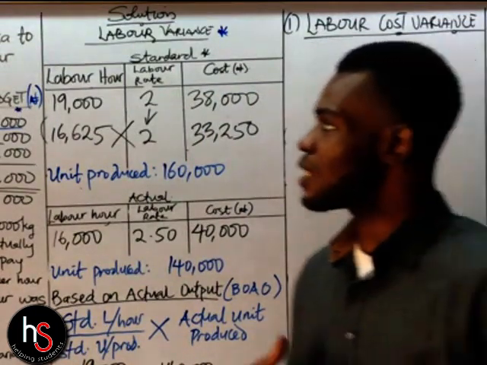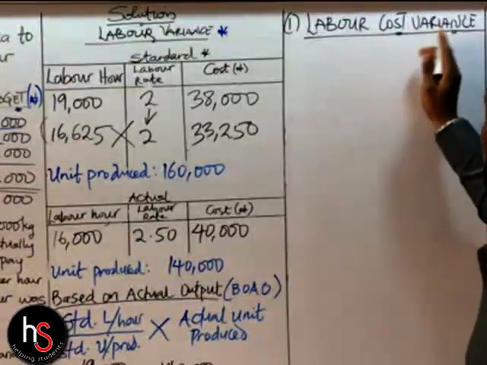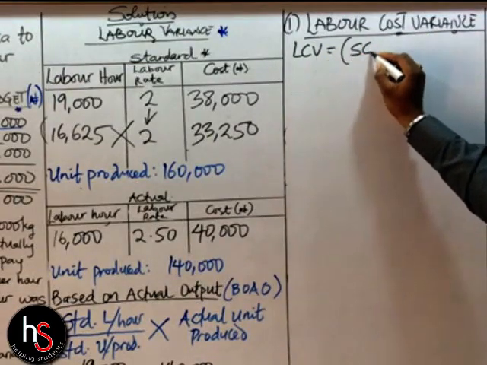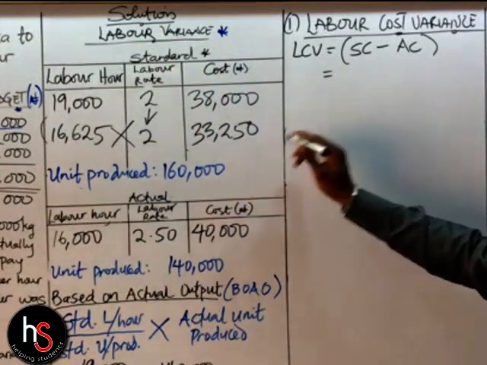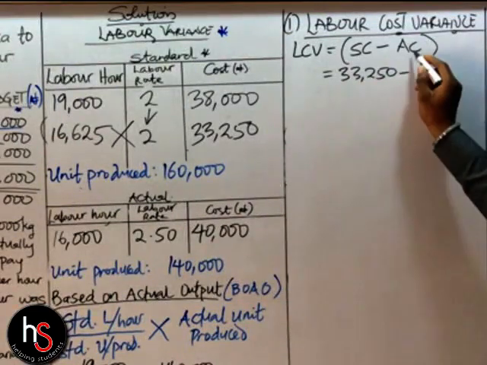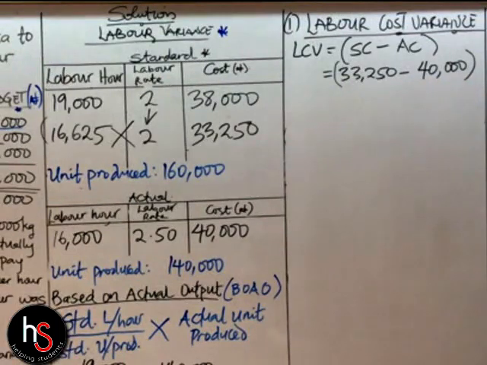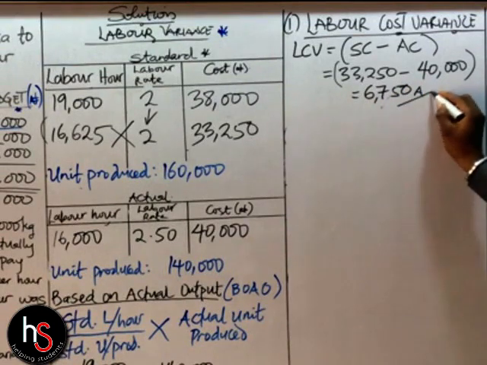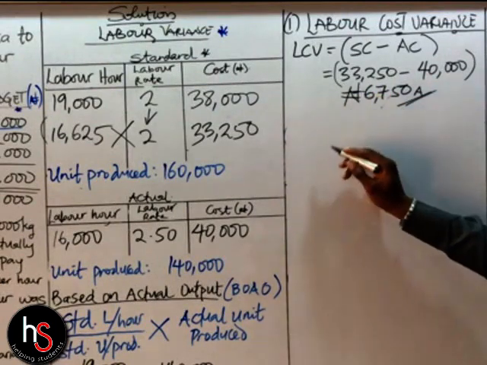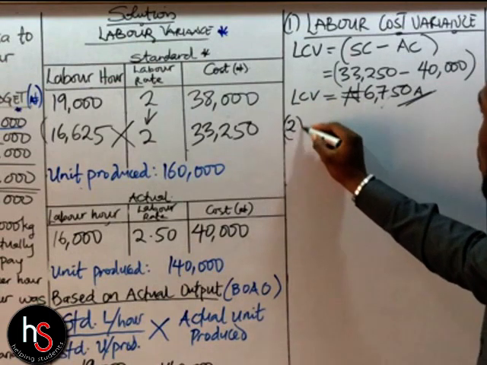So the labor cost variance, just like the material cost variance, is the same formula. The labor cost variance is the standard cost minus the actual cost. So what is our standard cost? Our standard cost is 33,250 minus the actual cost of 40,000. So 33,250 minus 40,000 gives us 6,750 adverse. You know the reason why we have it in adverse, right? Because it is a negative sign. So our labor cost variance is equal to 6,750 adverse.